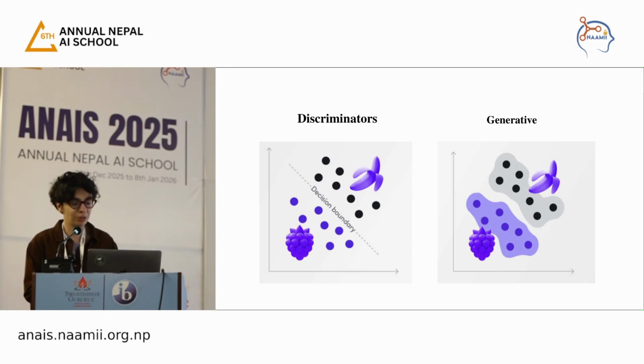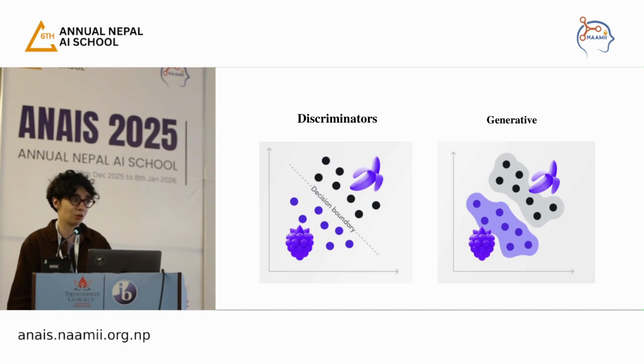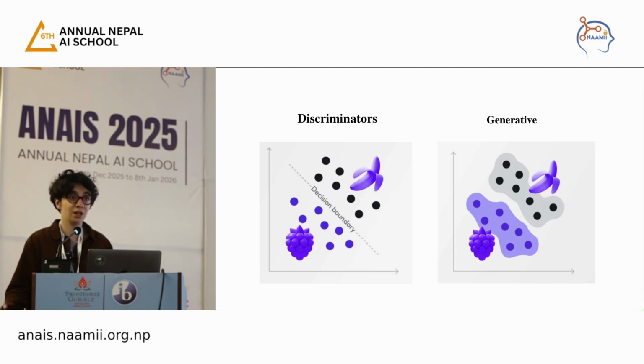But what is a discriminator? A discriminator is a model that is able to differentiate between different classes of data, right? And then a generative model is a model that, given the data samples, is able to generate other data samples, right? We use picture generation models to generate pictures given text and all of that, and these samples have never been seen before, but that's what a generative model does.